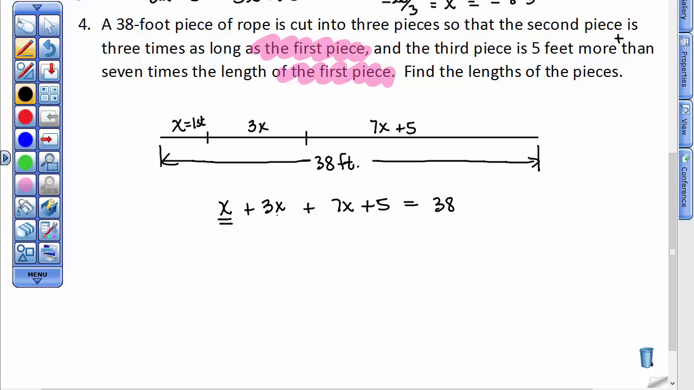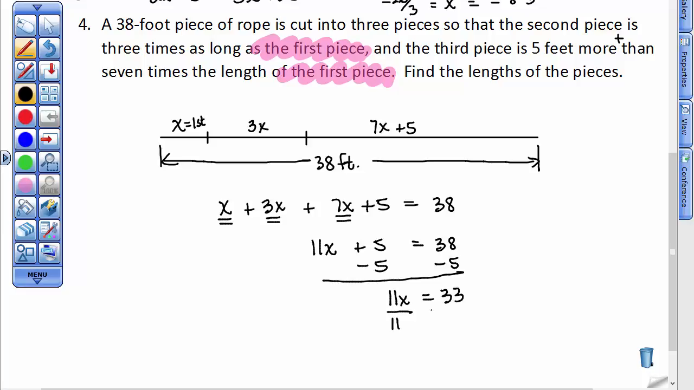So now I combine my like terms. 1x, 3x, and 7x adds to be 11x. Now I'll subtract 5 from both sides, and I'll get 33 on the right-hand side, and when I divide by 11, I'll find out that the smallest, or the first piece, is 3 feet in length. So this piece right here is 3 feet in length. That's my value for x.